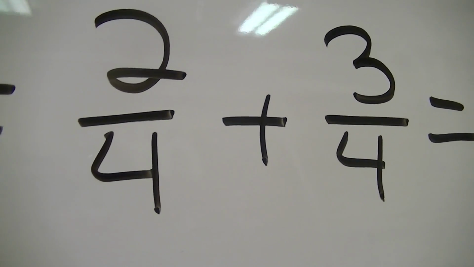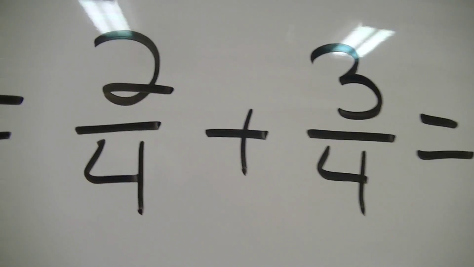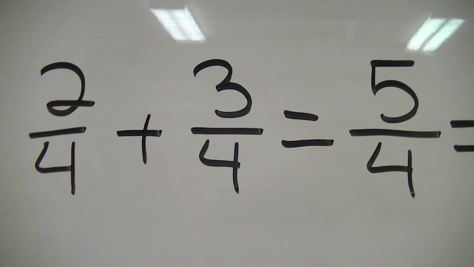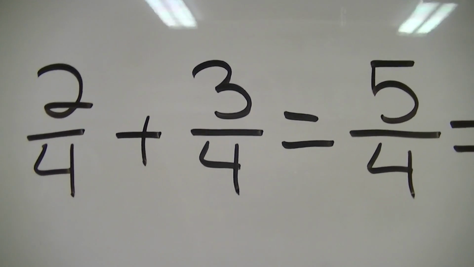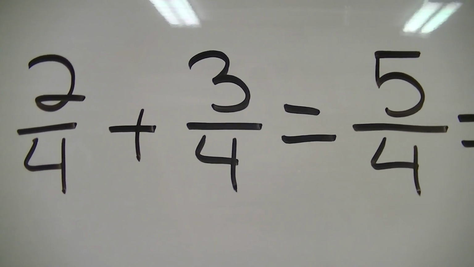Once we get into the 2 over 4 plus 3 over 4, now we have the same bottom numbers. Now we just got to add those tops. 2 plus 3 gives us how much? That's right, 5 over 4. But anytime we have the top number bigger than the bottom number, that's what's called an improper fraction. So we're going to change it into a mixed number.